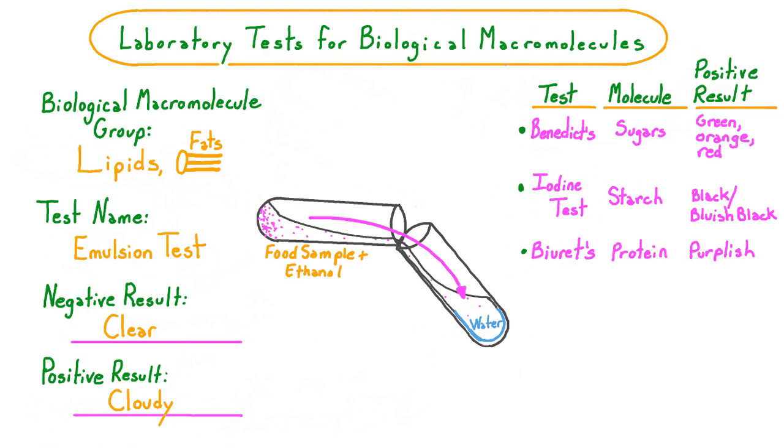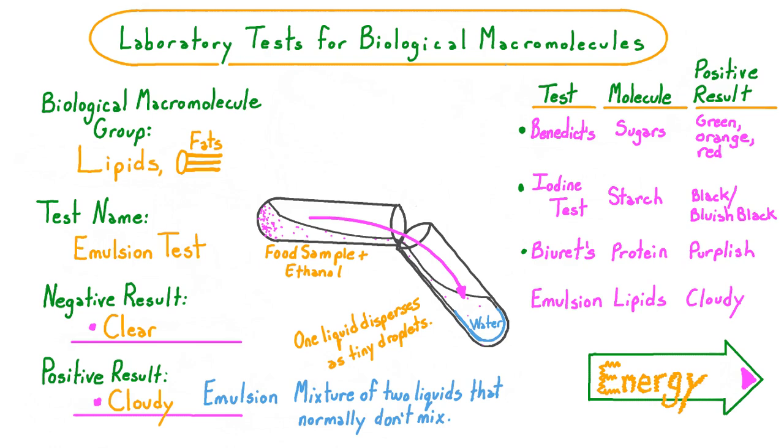Or, for clearer results, pour the upper portion of the sample into a test tube with about an equal amount of water. If the resulting mixture becomes cloudy, that's a positive test for lipids, and a clear solution indicates that fats are not present. Cloudiness is evidence of an emulsion, and an emulsion is a mixture of two liquids that don't normally mix unless one disperses in the other as tiny droplets.